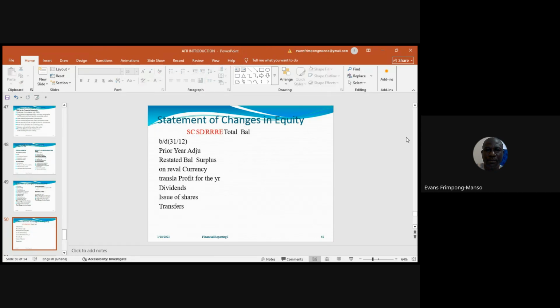And then in the end, you will get one figure that will be shown as your equity item on the financial position. When we start the actual working, you will see what I am trying to say.